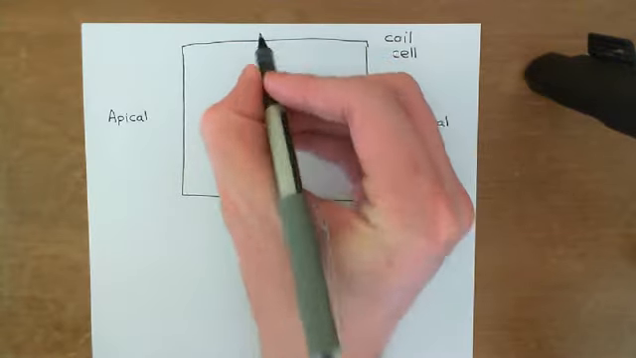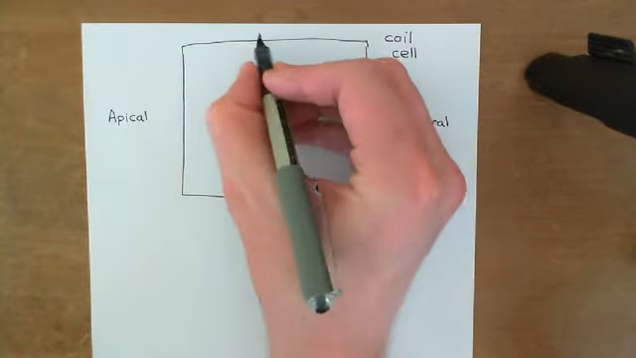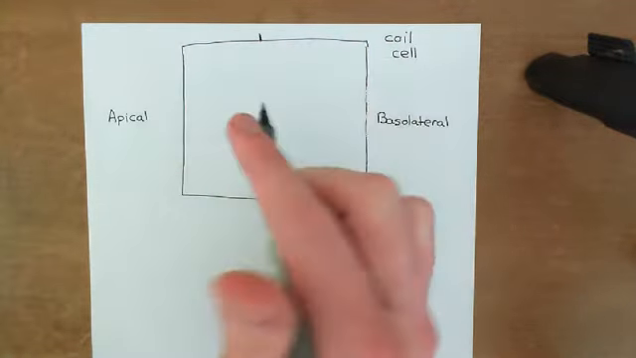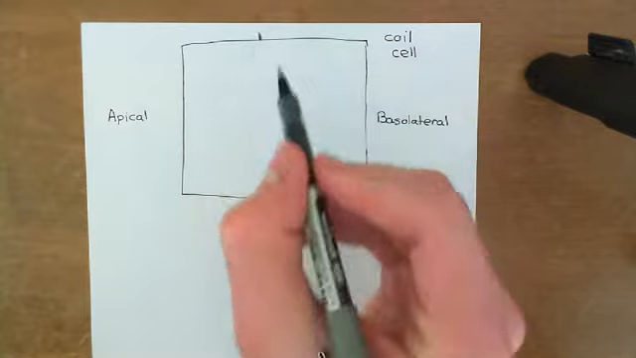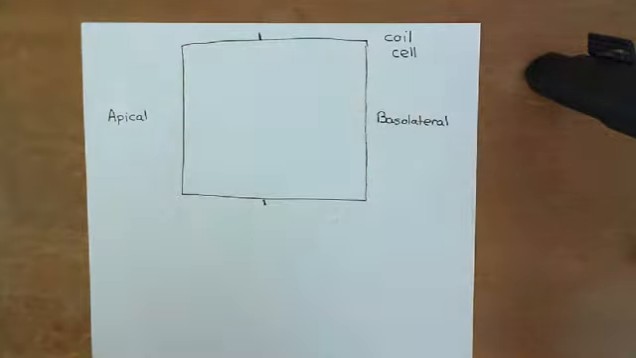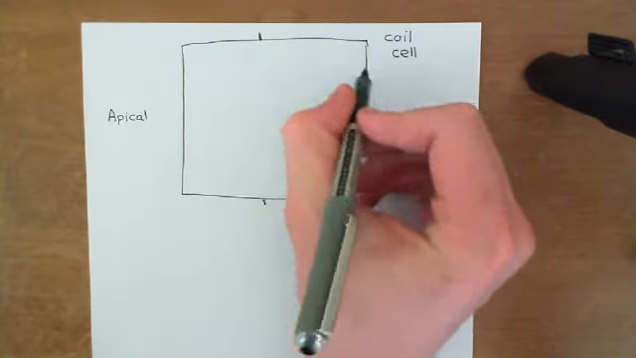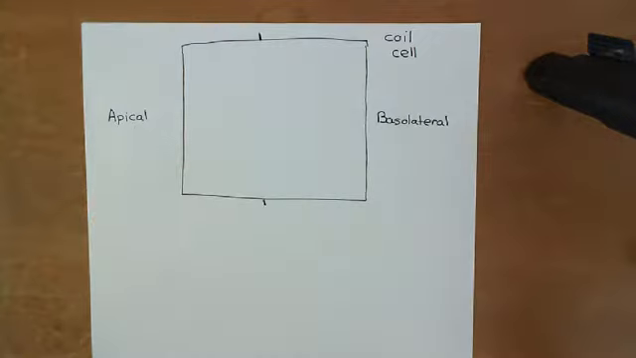There are tight junctions which go around the entire circumference of the cell. Because we're taking a cross-section of the cell, we're only seeing a little section of them, but in reality they're coming out of the page and wrapping around the entire cell and separating these two halves of the cell membrane, basically, the apical membrane and the basolateral membrane.